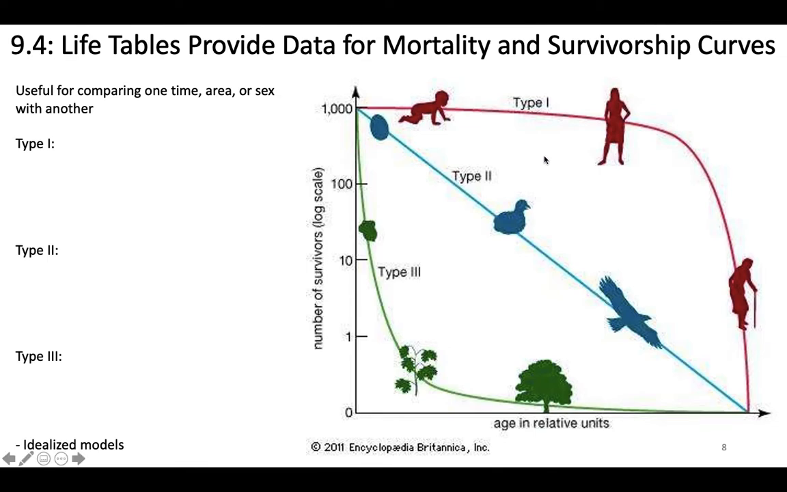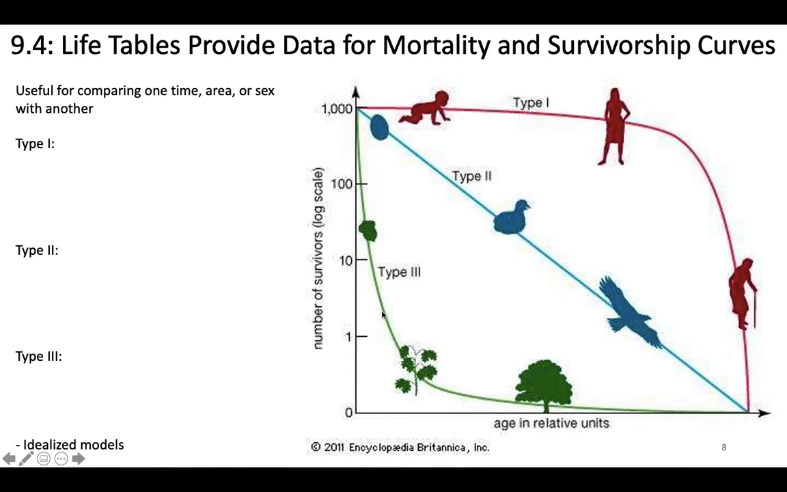Type 1 is strongly convex. The survival rate is high throughout most of the life, with heavy mortality at the end. Humans are a good example of this. A lot of mammals follow a type 1 curve, and there are some plants, not many, that also have a type 1 curve. Type 2 is a straight line. You've got survival rates that do not vary with age. A lot of birds, rodents, reptiles, and perennial plants will follow a type 2 curve.